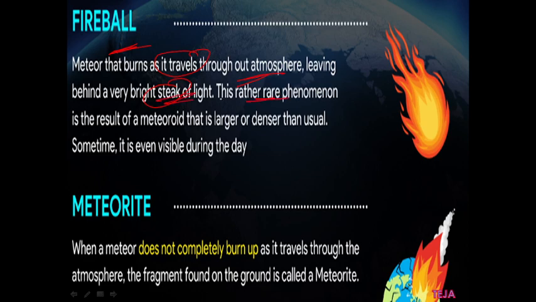This rather rare phenomenon is a result of a meteoroid that is larger or denser than usual. Sometimes it is even visible during the day. We can sometimes see fireballs in the daytime also, when the meteoroid is so big. When it comes into the atmosphere and turns into a meteor, and it is burning and very huge, it just looks like a fireball coming and falling on the earth.